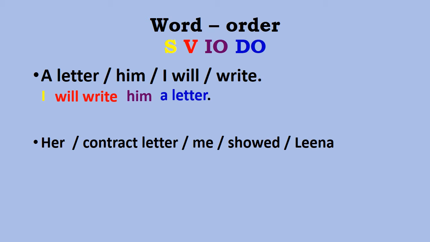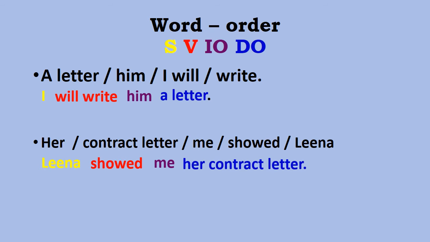Her contract letter me showed Lena. Subject here is Lena. What did she do? She showed. So showed is the verb. She showed, and indirect object is me. It is a pronoun. And what did she show me? Her contract letter. The whole thing will go as direct object.